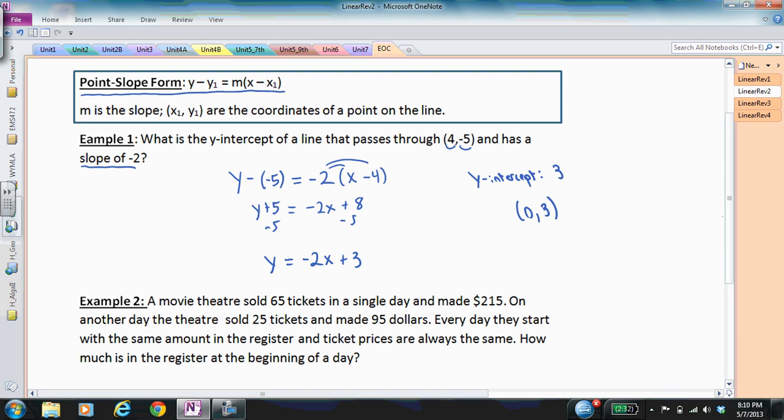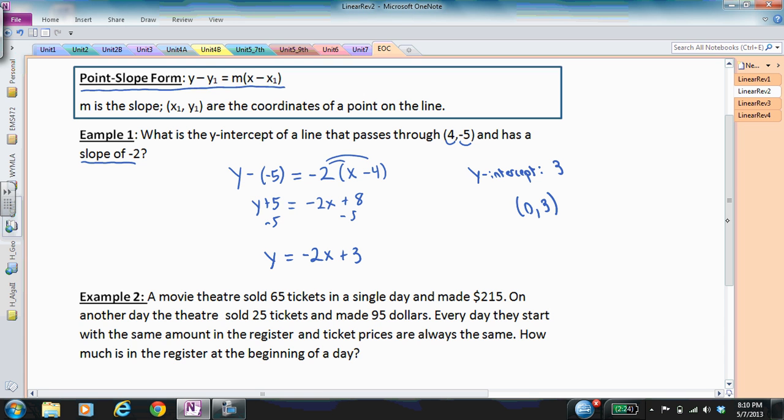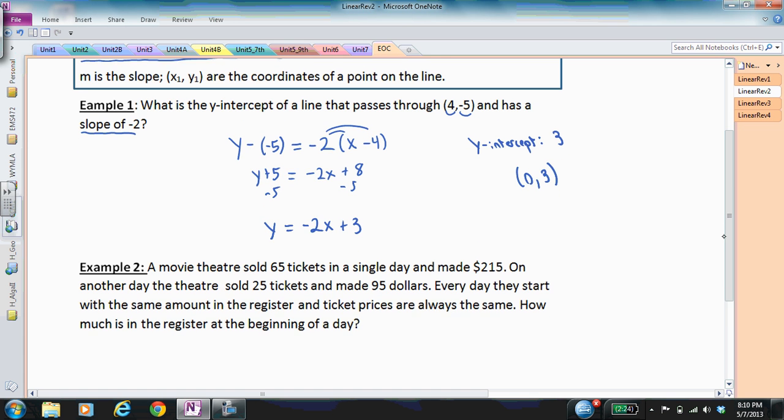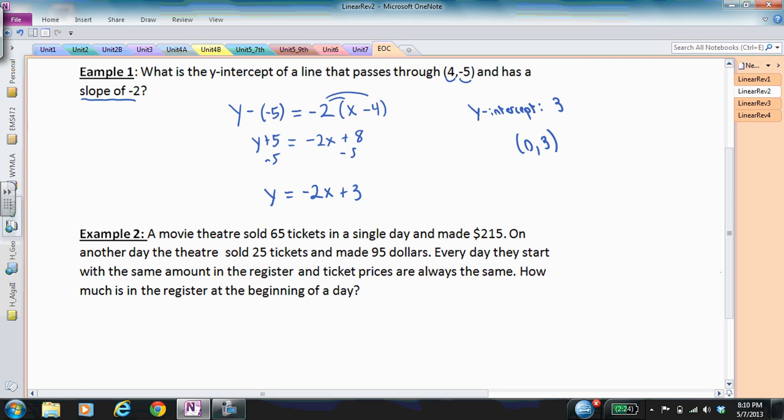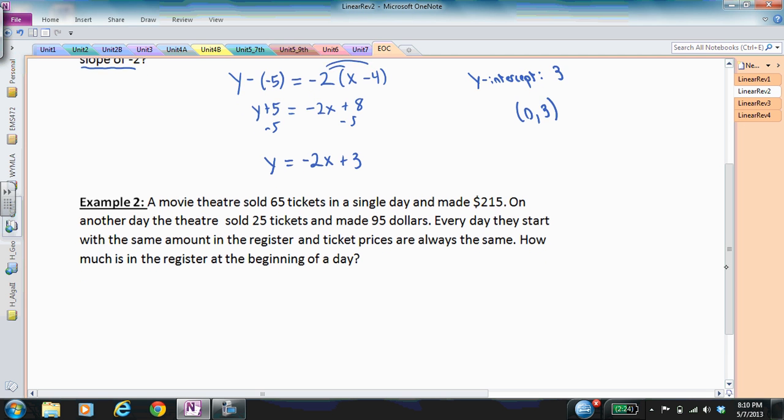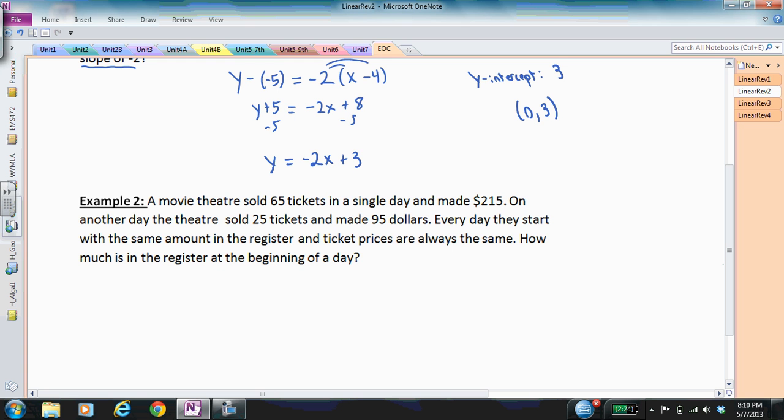All right, now let's see how this is useful in real life, out there in the real world, at maybe a movie theater. So example 2. A movie theater sold 65 tickets in a single day and made $215. On another day, the theater sold 25 tickets and made $95. Every day they start with the same amount in the register, and ticket prices are always the same. How much is in the register at the beginning of a day?